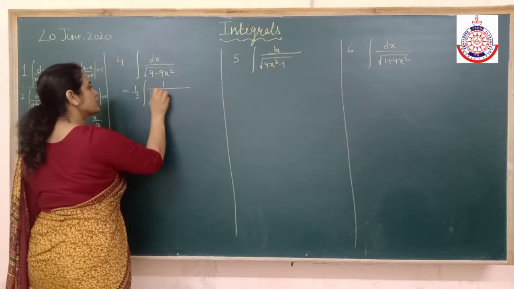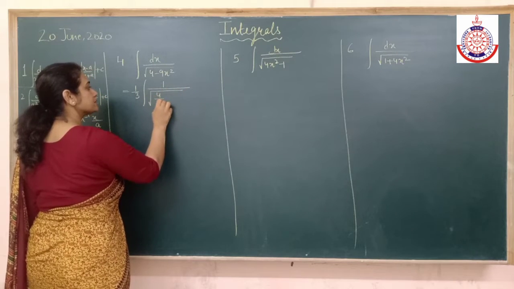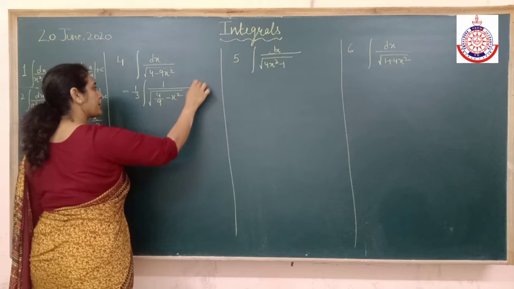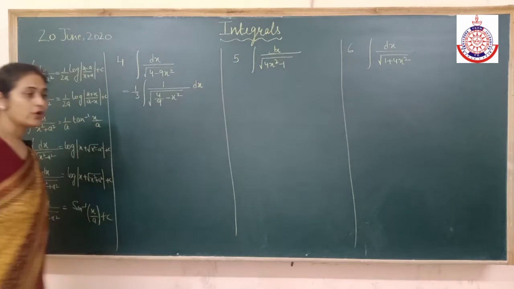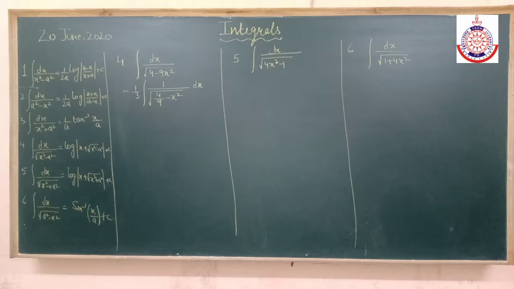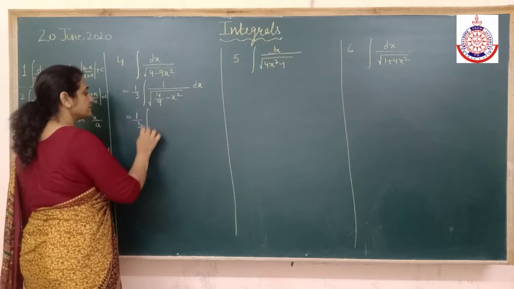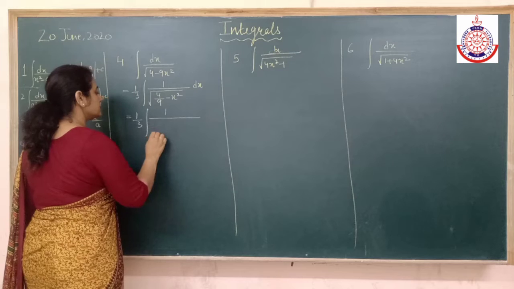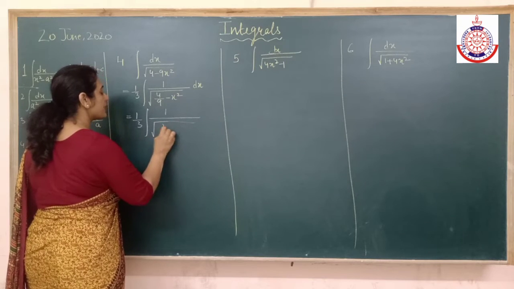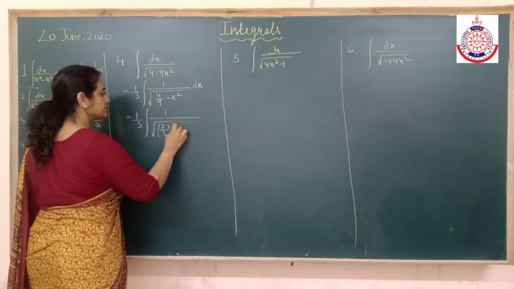And inside the under root it will be... alright, and I can write this 4 by 9 as 2 by 3 whole square.